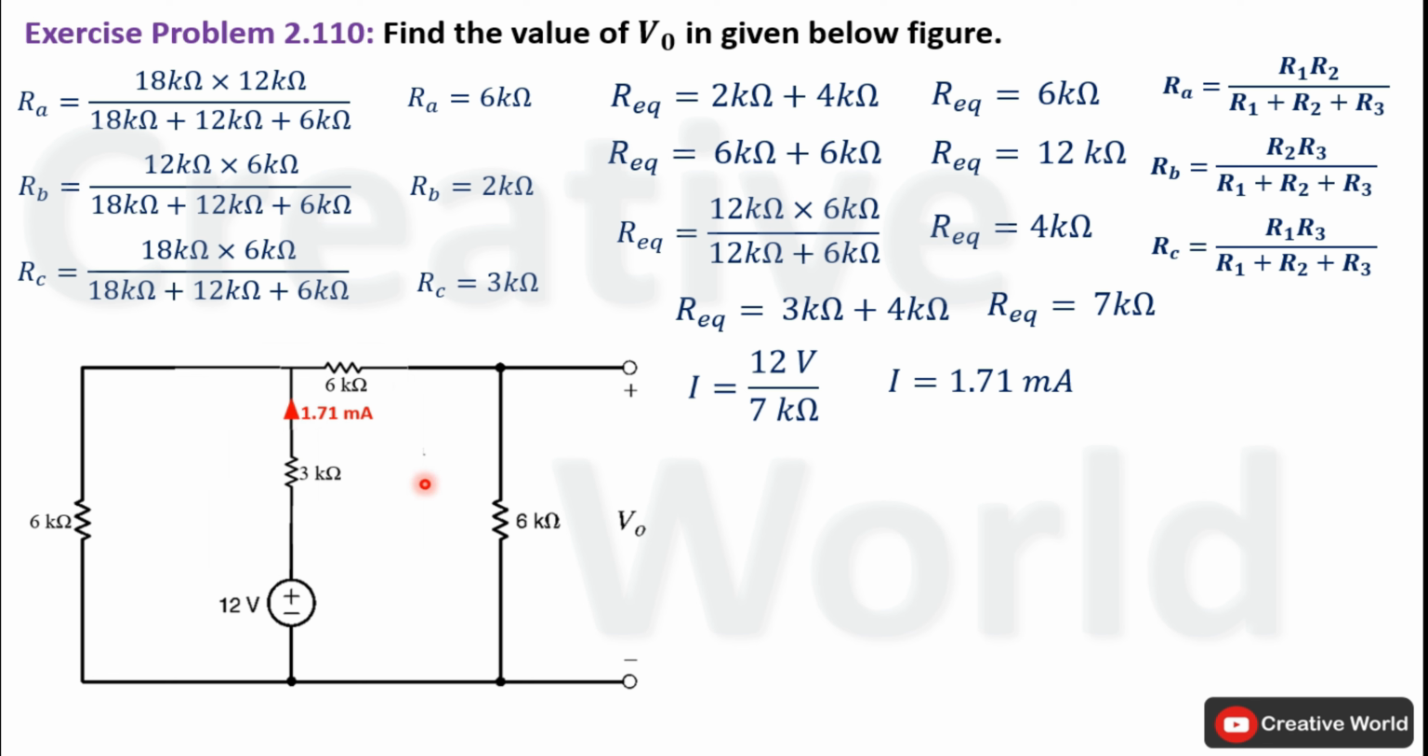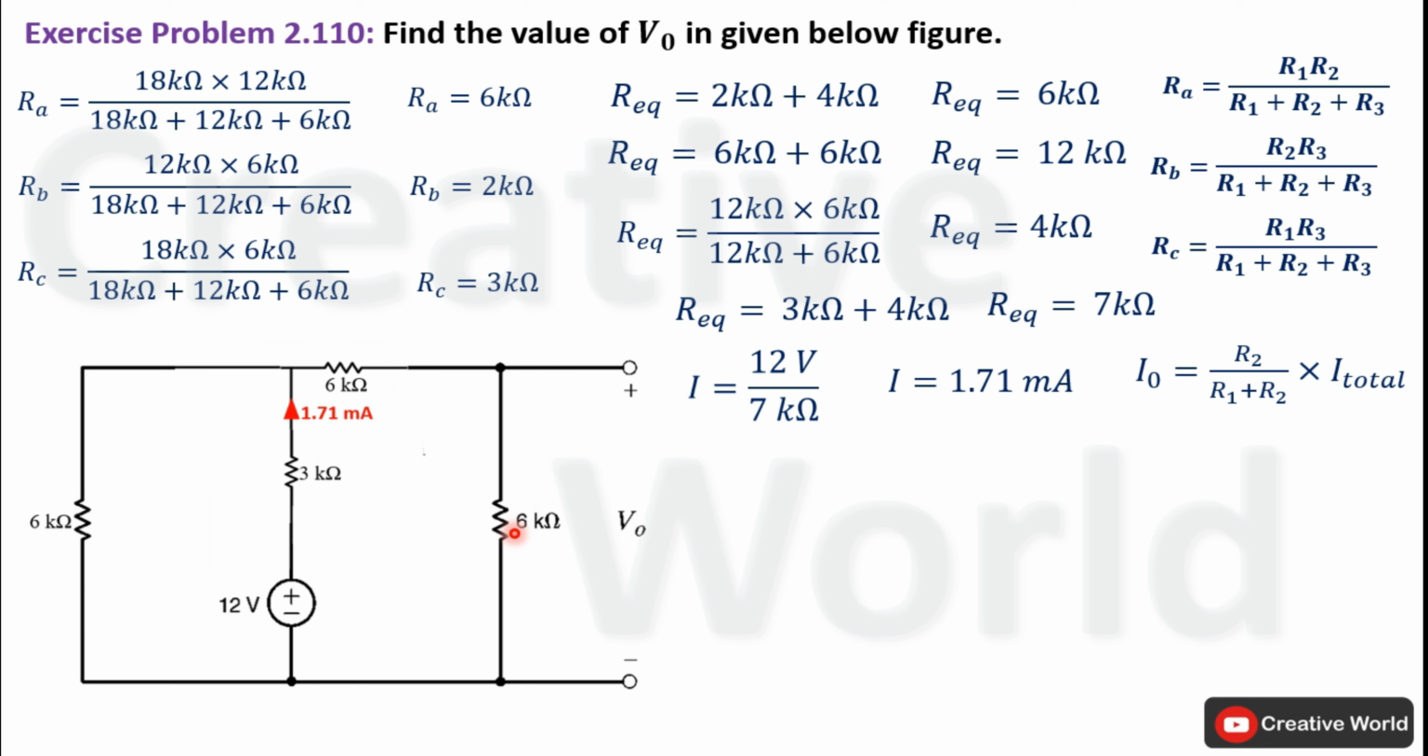At this stage, we can apply current divider rule to calculate current through this branch. For that purpose, we will use this equation. We are assuming current through this branch is I0 and the value of current will be equal to R2 divided by R1 plus R2 multiplied by total current. In this equation, total current is 1.71 milliampere. R2 is the resistance of opposite branch, that is 6 kilo ohm, and R1 is the resistance of same branch, that is the sum of 6K and 6K.